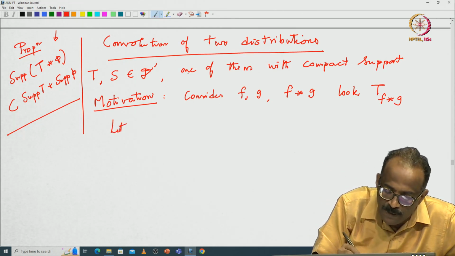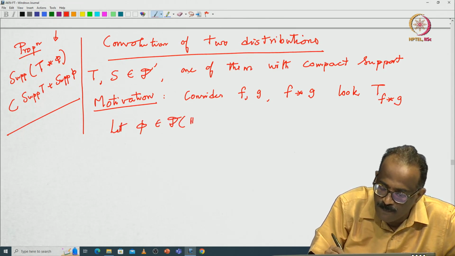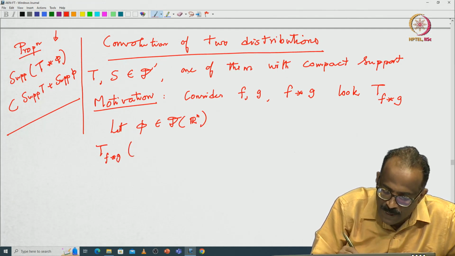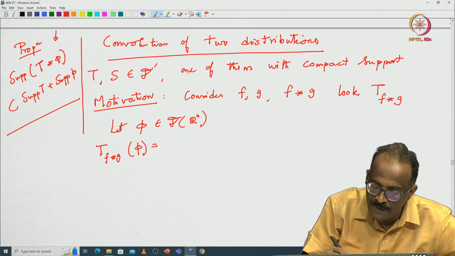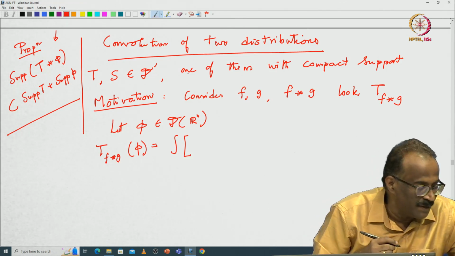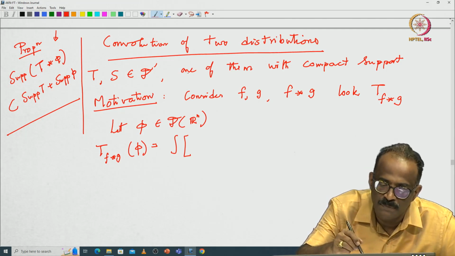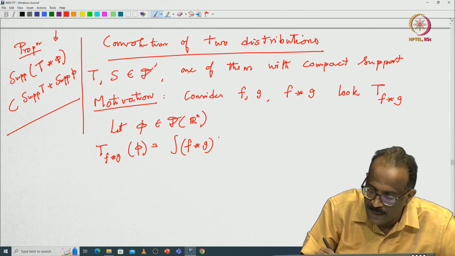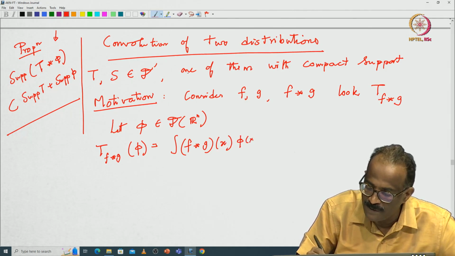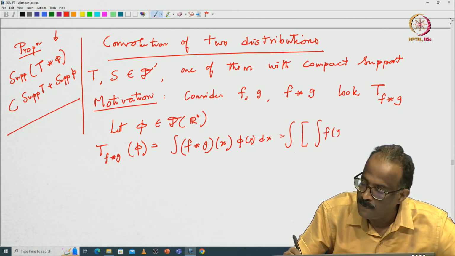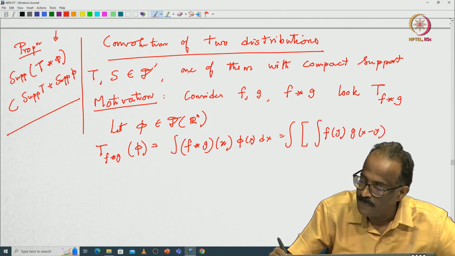So, let phi be in D of Rn. Let us look at T of f star g at phi. How do you define it? It is the integral over Rn of f star g of x times phi of x dx. Maybe I will write it in two steps so you are not confused. You will write this as the integral of f of y g of x minus y phi of x dx, with dy here.